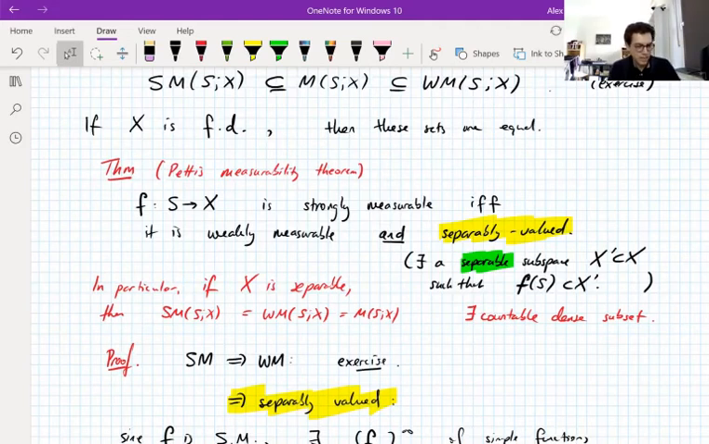And sometimes we're going to be given a function in the proof of a theorem or whatever. And the first thing we're going to have to prove is that it's strongly measurable for any of our theory to apply. And so by this, we can just say, okay, is it separably valued?